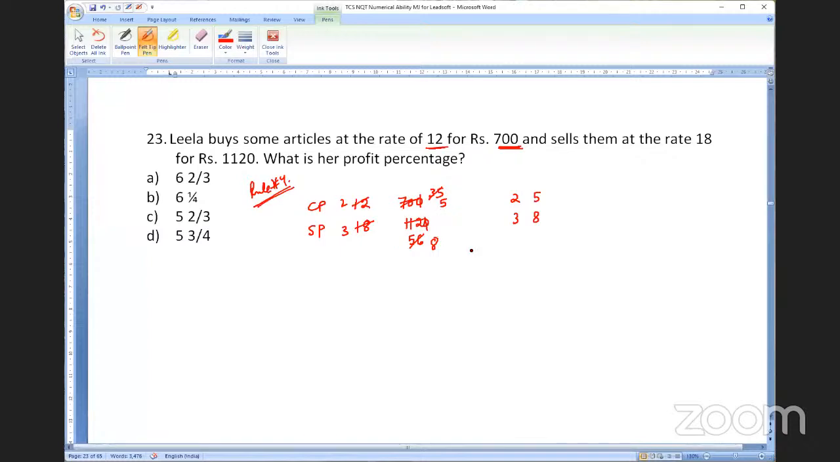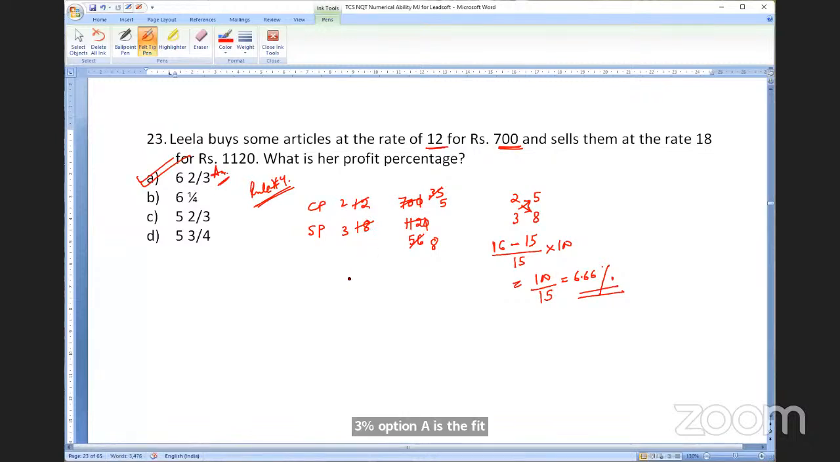Let's use our rule for profit or loss from this particular transaction: principal diagonal minus secondary diagonal, by secondary diagonal, into 100. That is 100 by 15, or 6.66%, or 6 2 by 3%. Option A is the fit. I hope now you are getting the hang of rule 4.